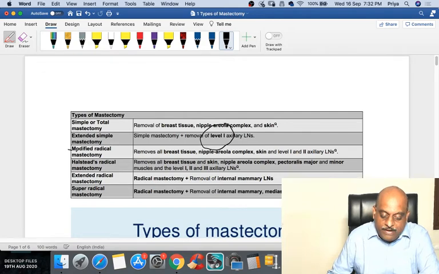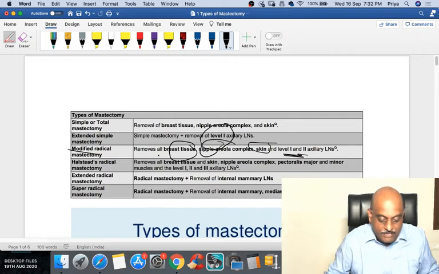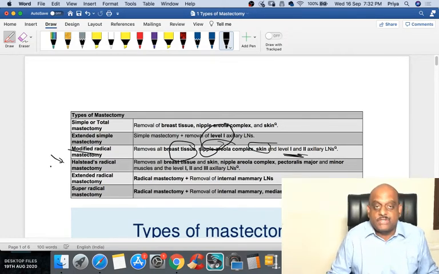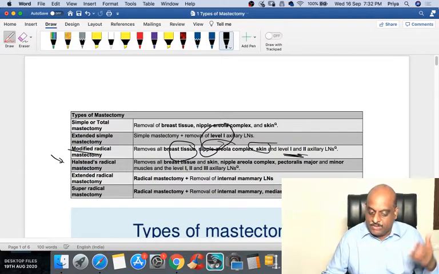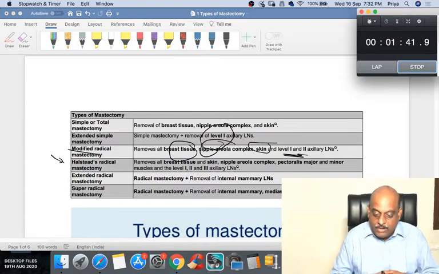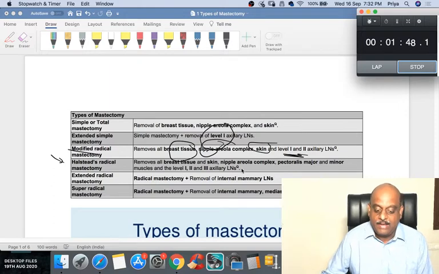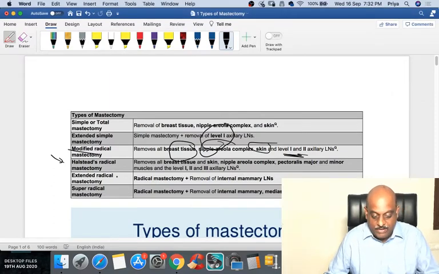What is modified radical mastectomy? Removal of the breast tissue, nipple, areola, skin and level 1 and 2 axillary lymph nodes. Then what is Halstead's radical mastectomy? It is the removal of the breast tissue, the skin, the nipple, areola, pectoralis major, minor and the level 1, 2 and 3 axillary lymph nodes.